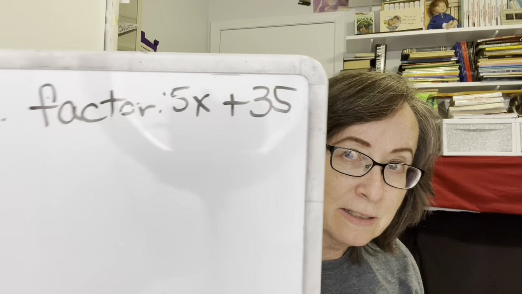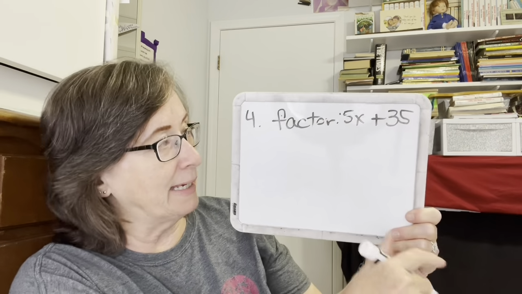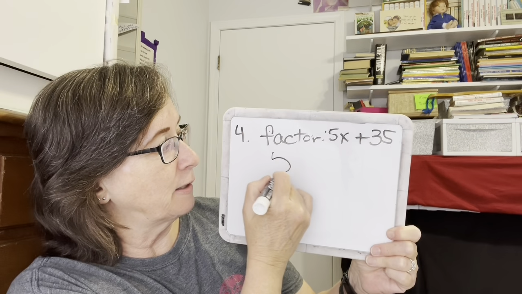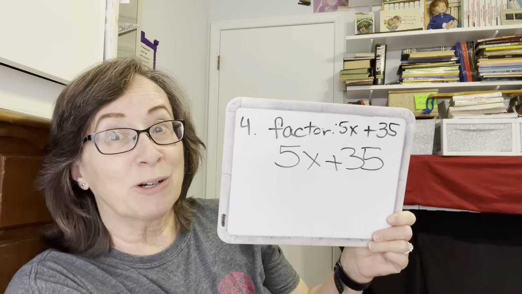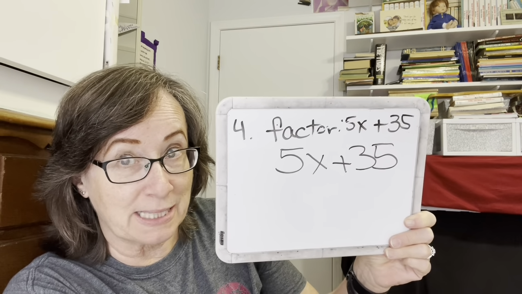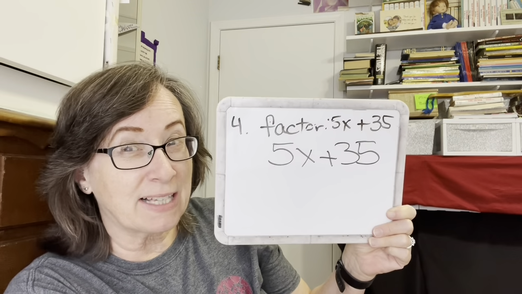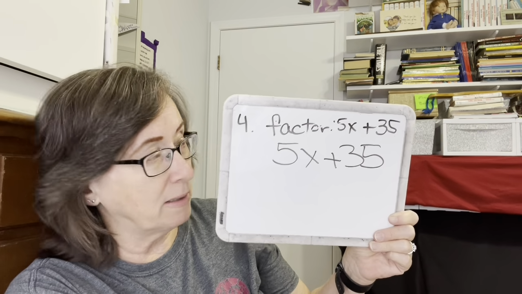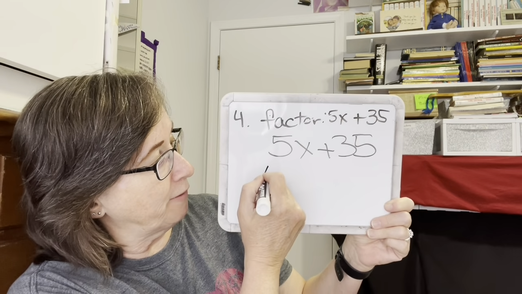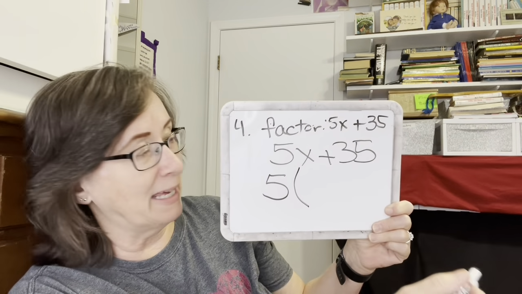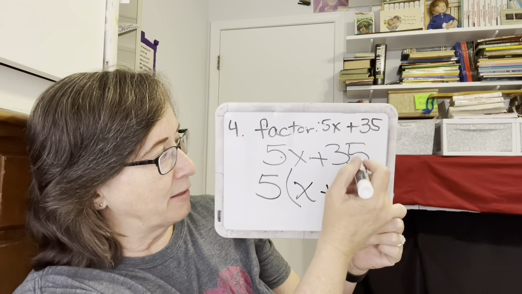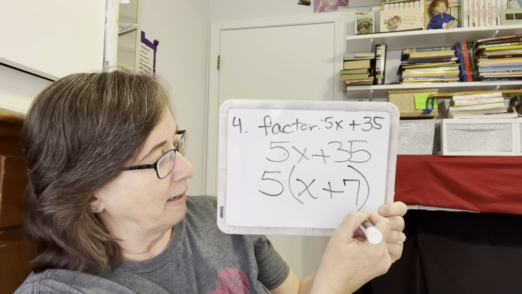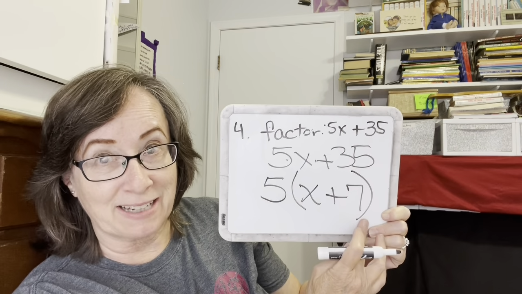So next, number 4, they tell us to factor a form. Okay, so 5x plus 35. Now we're going to factor, which is the opposite of expansion. So we're going to look at 5x and 35 and say, what do they have in common? They both have a 5. So I'm going to pull the 5 to the front. So then I'm going to say, well, 5x divided by 5 is x. 35 divided by 5 is 7. 5 times x plus 7 is the factored form.